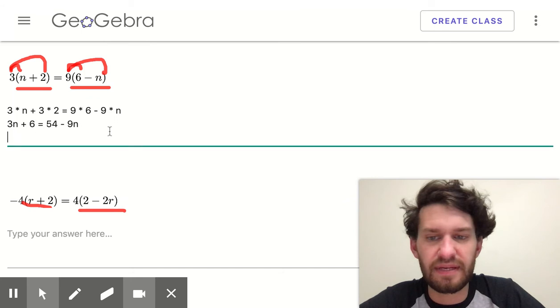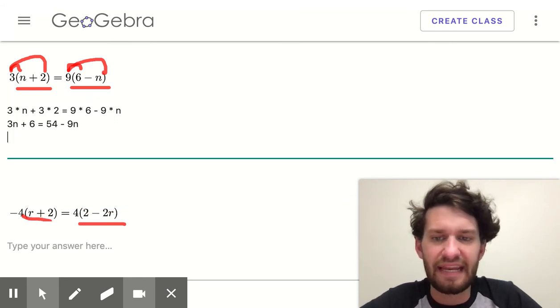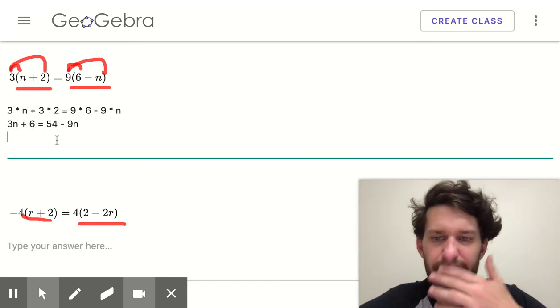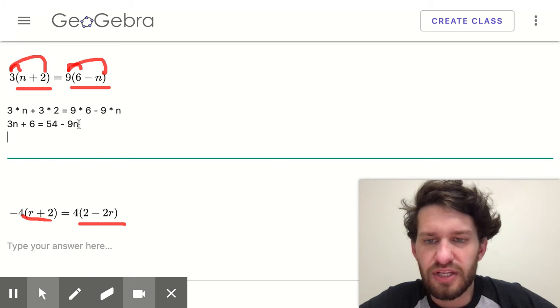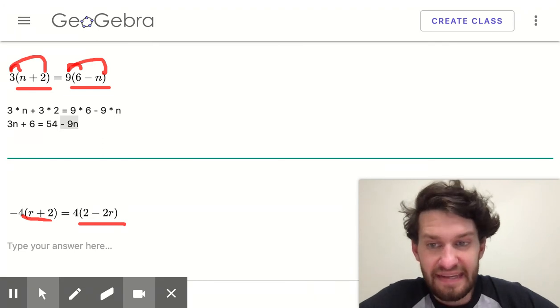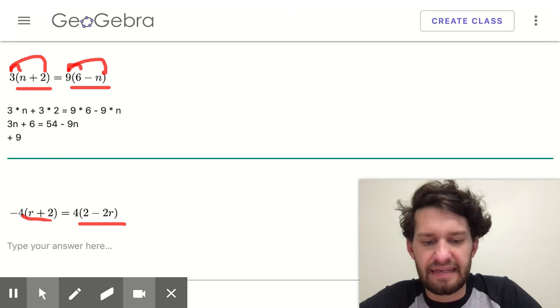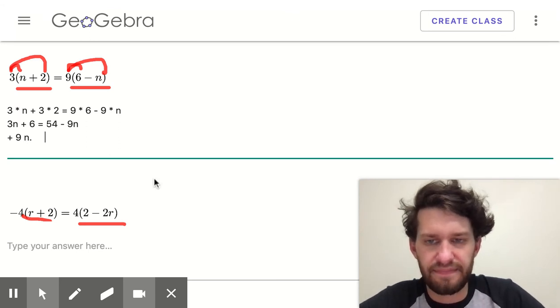So now that I've distributed, remember, I need to get my like terms. I need to get all my n's on one side. I need to gather up all my 1's on the other side. So for this one, I'm going to choose to move my n's from right to left. Since I have negative n's, I know adding is going to be a lot easier than subtracting. So I'm going to add 9 n's to each side, plus 9n.